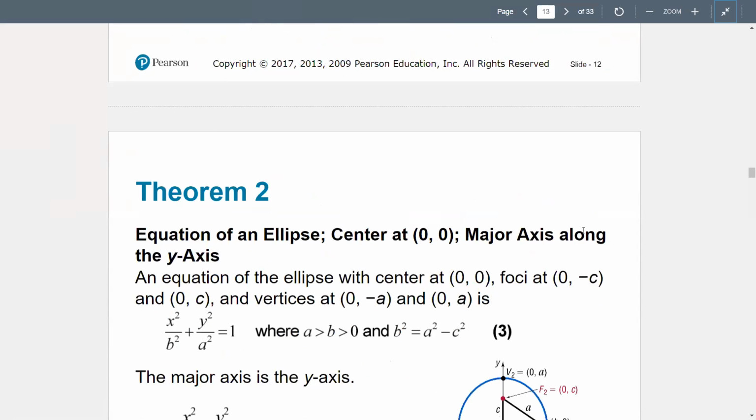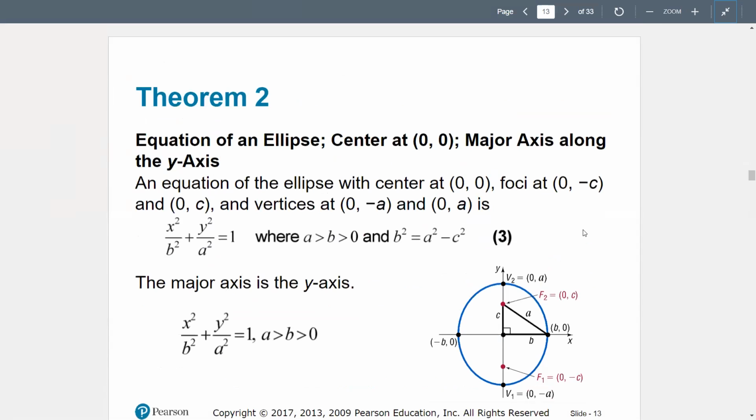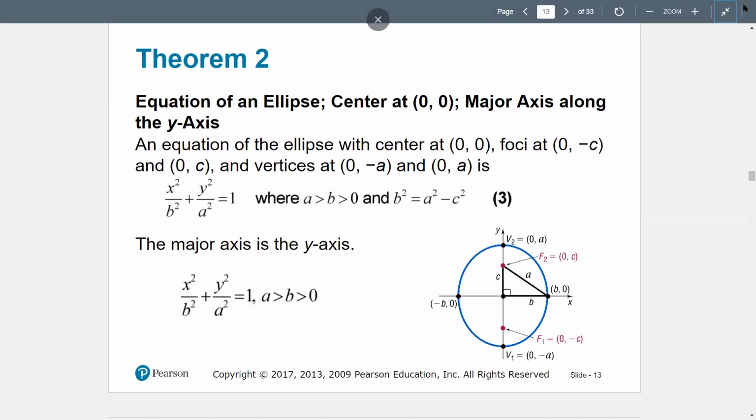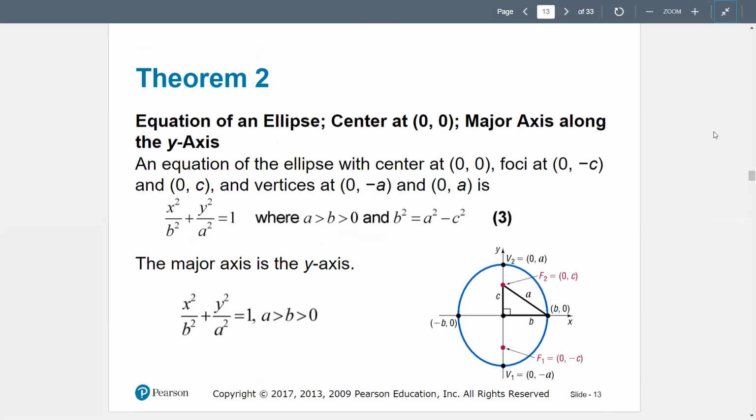Okay. Go ahead and write down theorem 2 if you're taking handwritten notes. This is going to be pretty similar to theorem 1, except notice that the major axis is now lying on the y-axis.